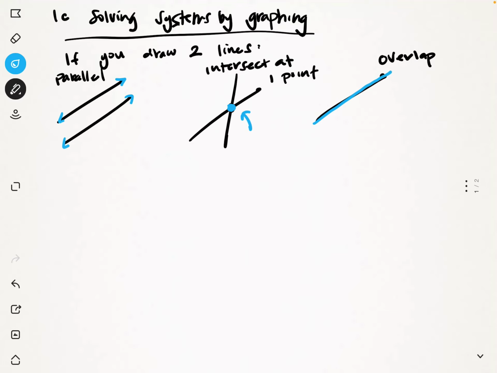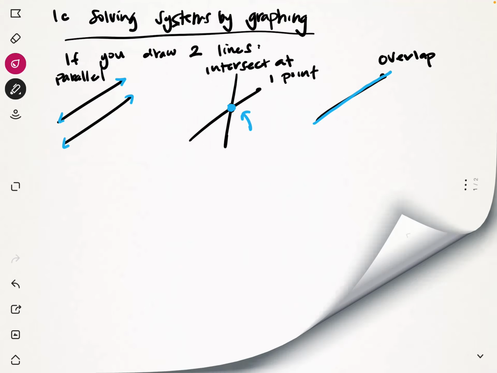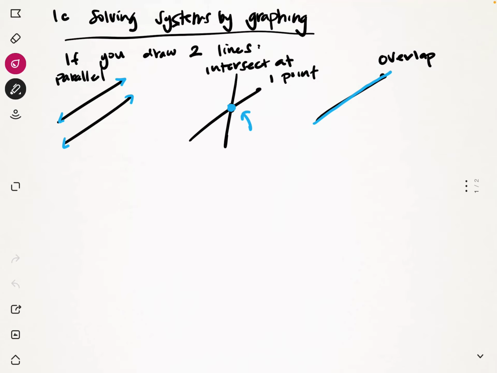All right, so let's talk about how to classify these, because that's the first part of your assignment for today. So if you have parallel lines, then we have no solution, because there's no place where our lines are going to cross. They're not going to intersect at all. And this would be an inconsistent system.